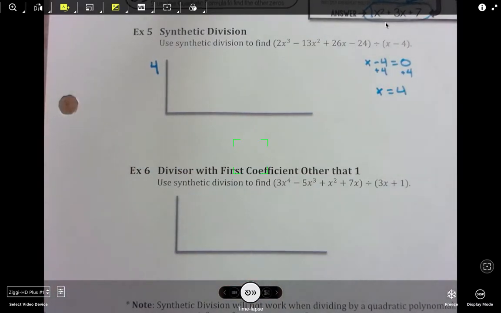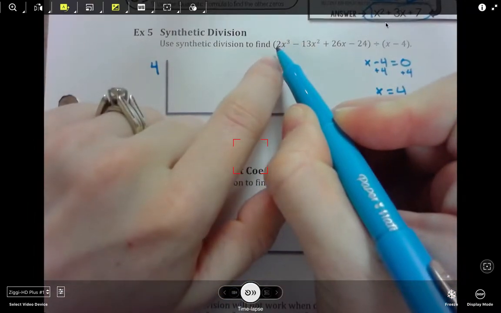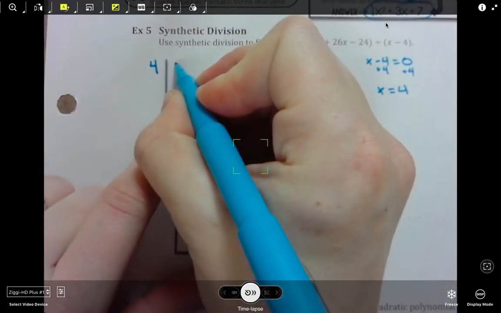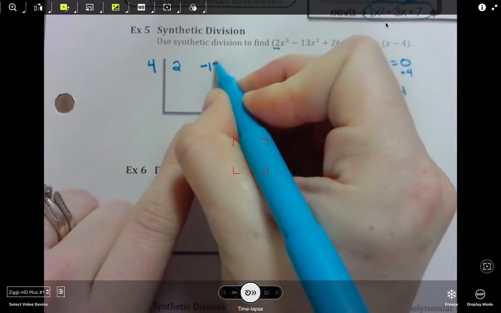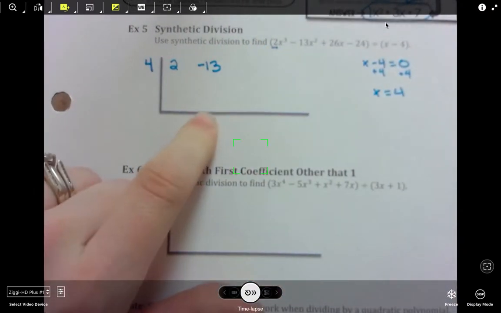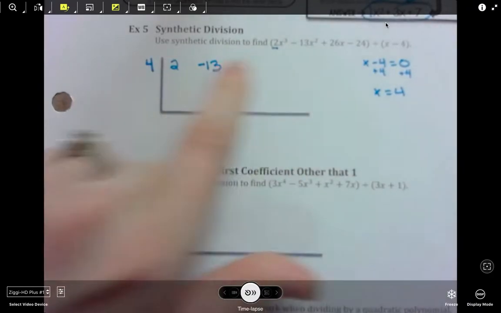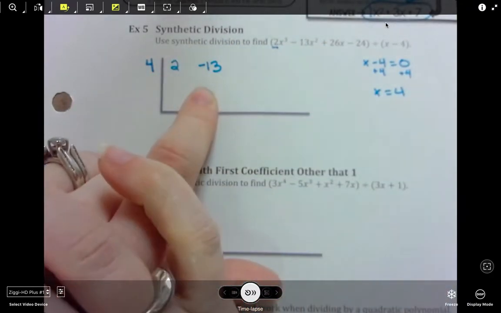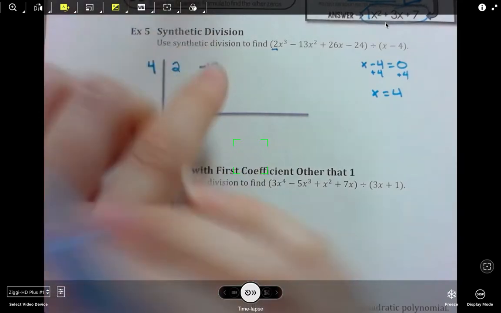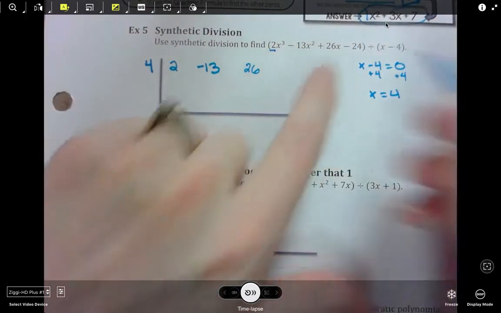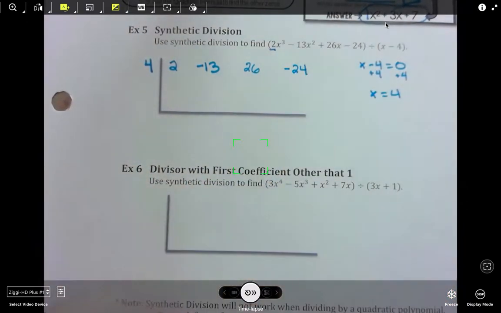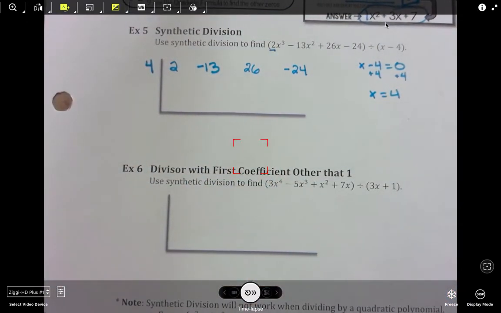All right, then I write out the coefficients. So the first number that I have here is 2. So I write 2 here inside the box. Then negative 13. It is absolutely super important that you put the negative on the end there, okay? And leave enough space in between the 2 and the negative 13 so they don't look like they're running together, all right? 26 is the next number that I have. Again, leave enough space. And negative 24 is the last number, all right? Very, very important that you put that negative on there, okay? All right, now I'm going to use a different color here.